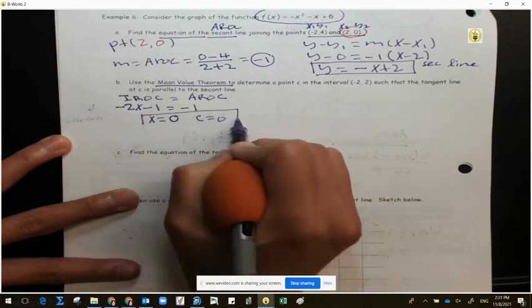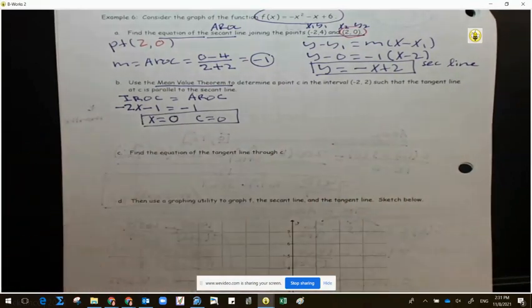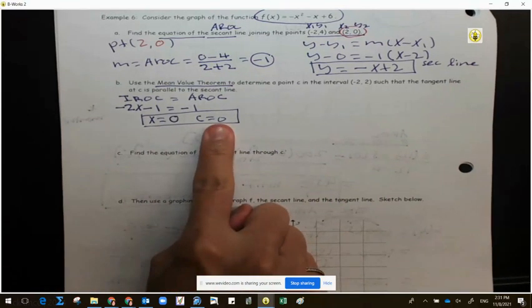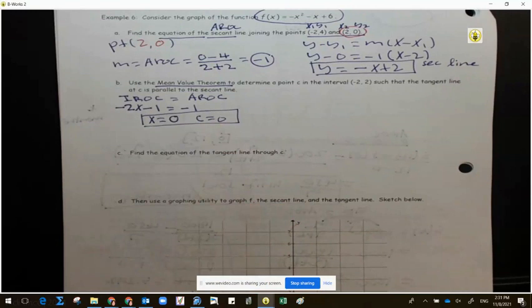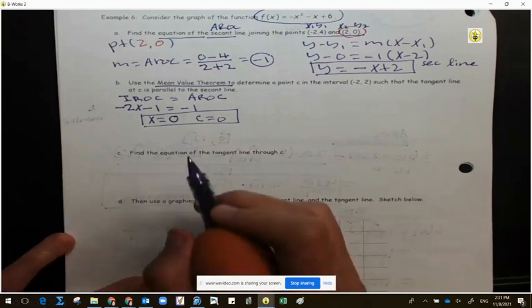But do I really care? Nope. So we determined point c. If the point c is at 0, they're going to be parallel to each other. Let's go to the next one.